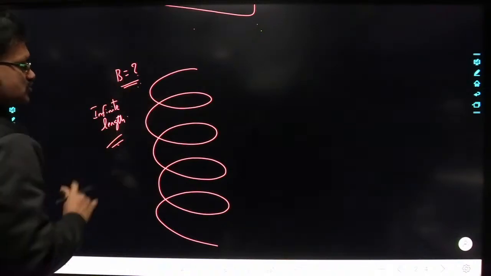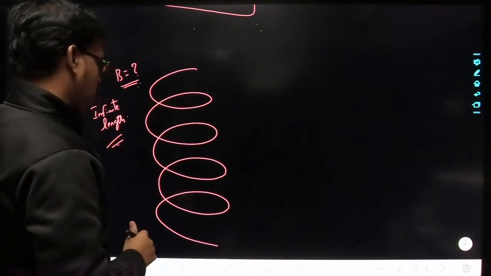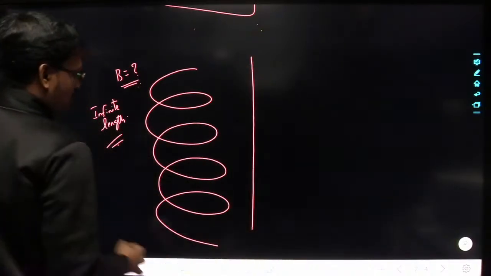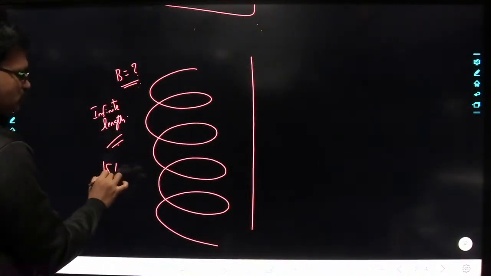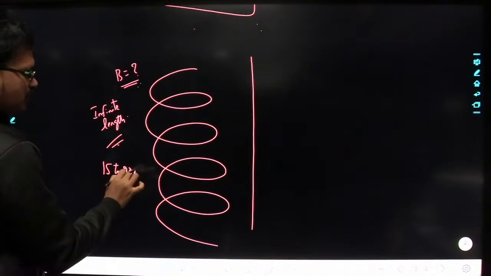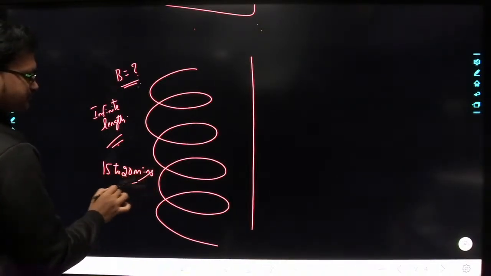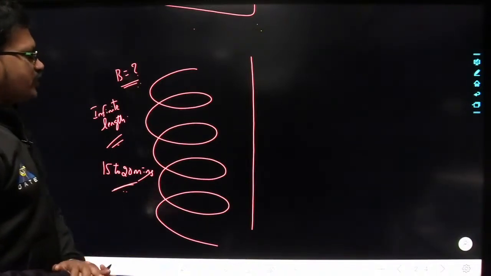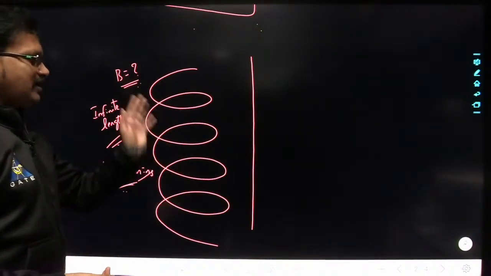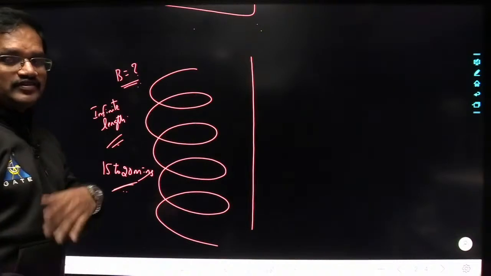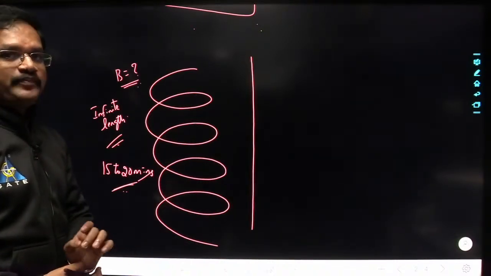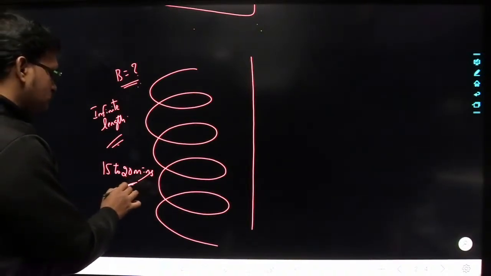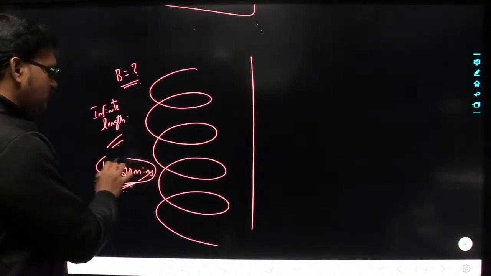This problem I will take in the next class. It will take hardly 15 to 20 minutes maximum, we can complete this, right? So we try to determine the B field inside the solenoid with the help of Ampere's law. We try to solve this problem tomorrow, so it will hardly take 15 to 20 minutes.